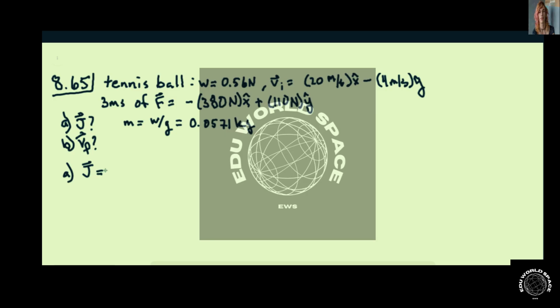the impulse for a constant or average force is equal just to that force times the amount of time that's spent. So we take our force here, multiply it by 3 times 10 to the negative third seconds, and we end up with negative 1.14 Newton seconds in the x direction.